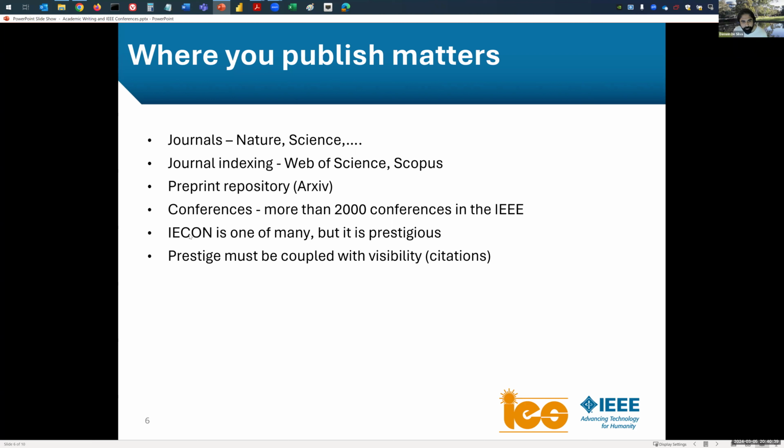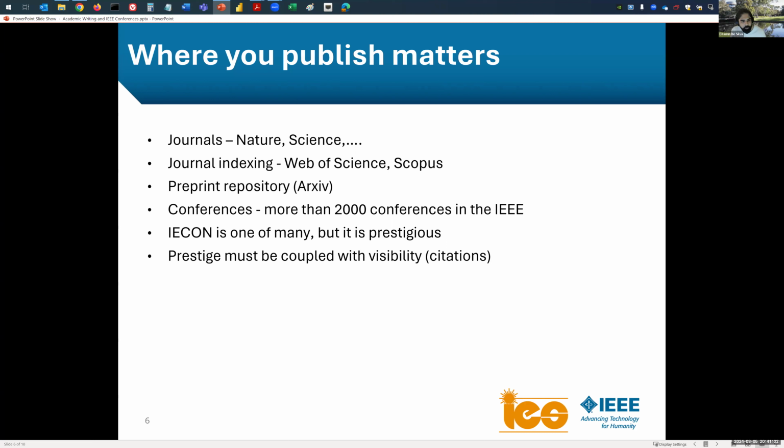So ICON is one of the 2,000, but it is also prestigious. So prestige is that the conference has been running for 50 years, and it's attracting at least 1,000 people every year. So these are metrics that show the conference is sought after by the global research community. Prestige is not enough. So it also must be coupled with visibility.